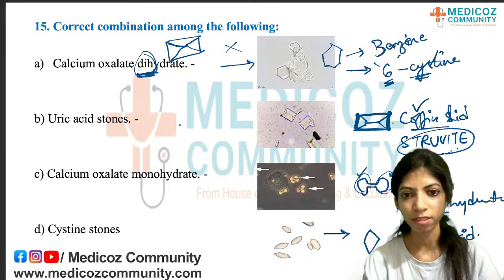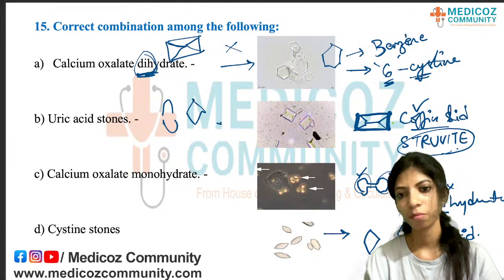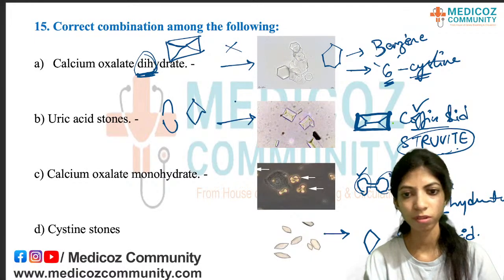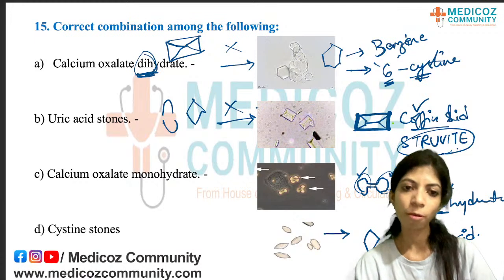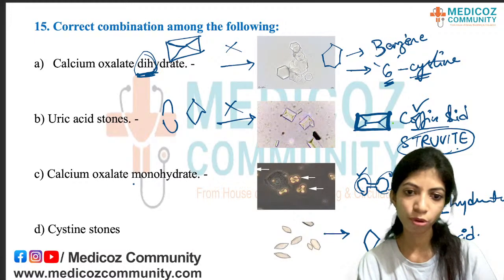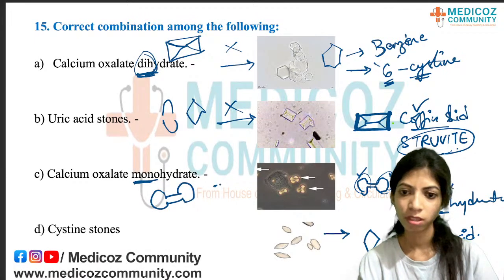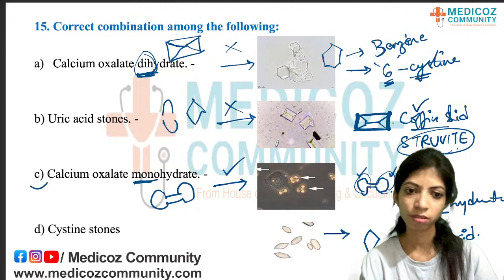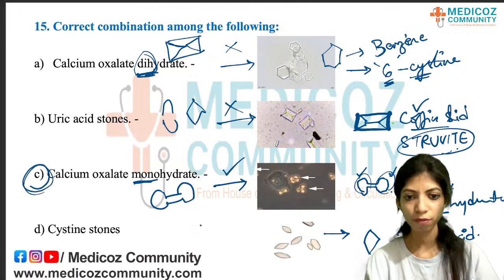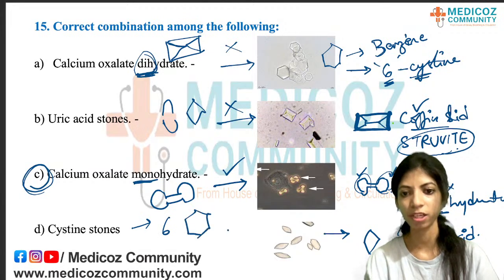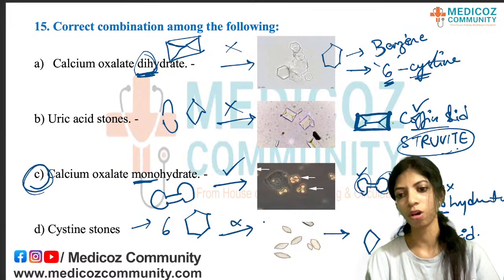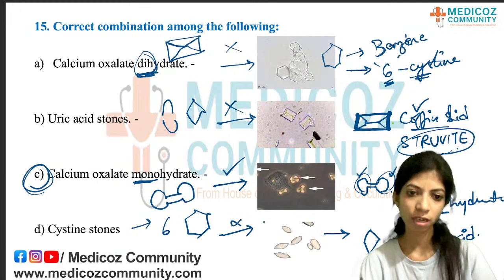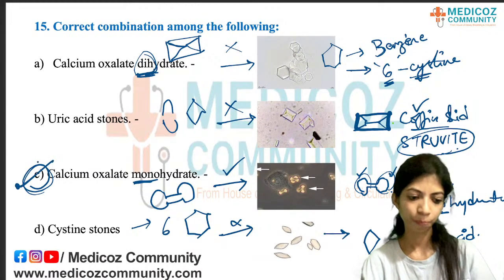The second one, uric acid stones. Uric acid, we thought of as U on U, rhomboid shaped. But here it's given as coffin lid shape. So this is also a wrong one. So option C, calcium oxalate monohydrate. For mono, we thought of dumbbell shaped. So this is the correct option. So this is our answer. Let's see the fourth one, cystine stones. This is for six, the hexagonal shaped stones. So this is also a wrong option. So which is our answer? Our answer is the third one.